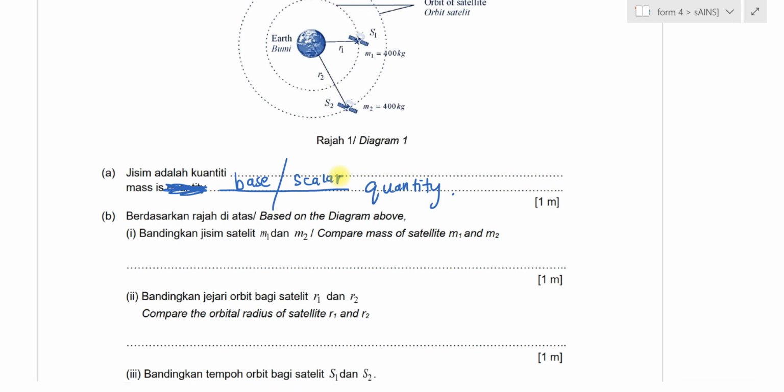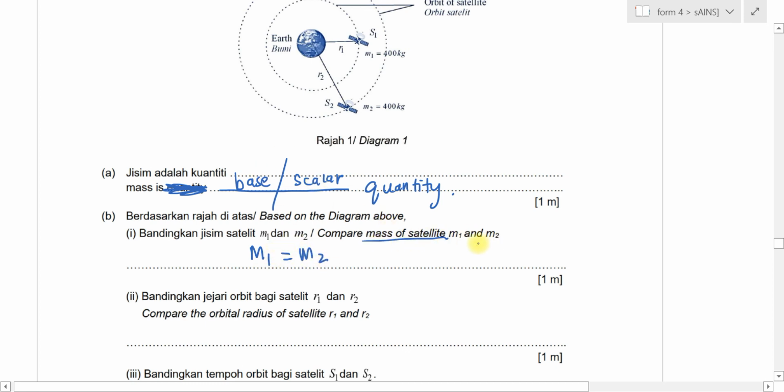Okay, next one. Compare the mass of satellite M1 and M2. Mass of satellite M1 is equal to M2. Betul. Saya tulis simbolik M1 is equal to M2, tapi ayat kamu mass of satellite M1 is equal to M2. Must be bentuk ayat lah.